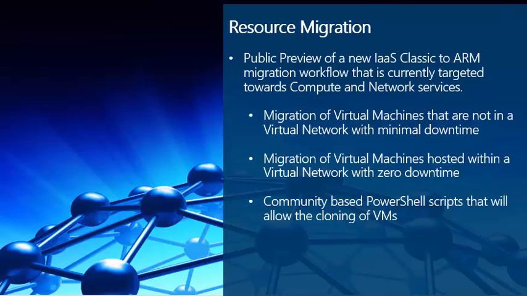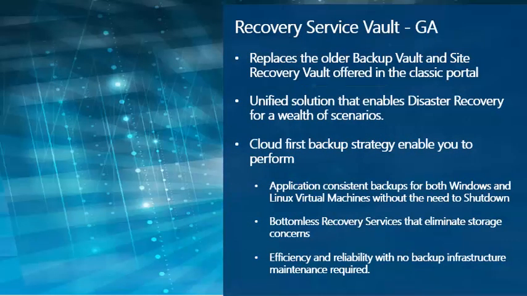For migration of virtual machines already hosted within a virtual network, we are only migrating the metadata between the Classic and ARM API. The reality is that the underlying VMs are running on the same hardware, in the same network, and with the same storage, thus the data plane will continue to work. Finally, with this new service, we're also releasing community-based PowerShell scripts that will allow the cloning of virtual machines from Classic to ARM. These will be highlighted on the Azure site and on our GitHub repository.